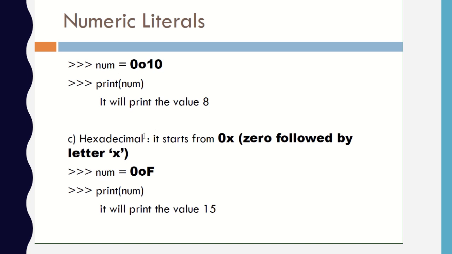Hexadecimal starts with 0 followed by the letter x. So now num = 0xF, print(num). Then what happens? It will print the value 15.